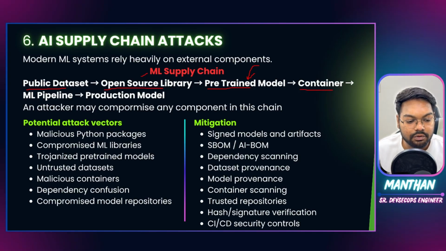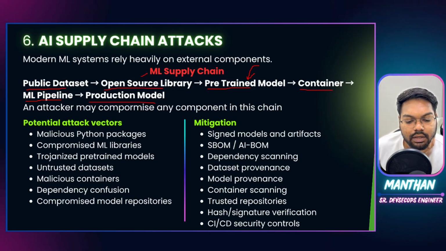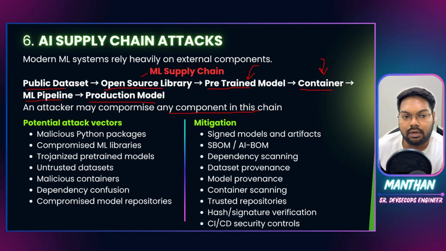Then containers, machine learning pipelines, and then production models that are there. So an attacker may compromise any of the components in this particular chain. So that's why this is an AI/ML supply chain. And if an attacker compromises any one of these things, then your model would be at risk.